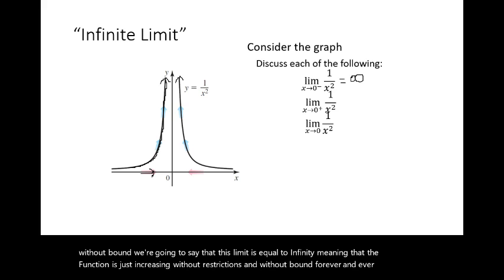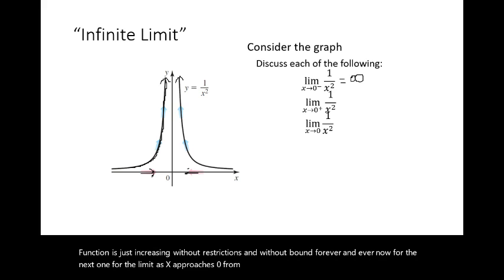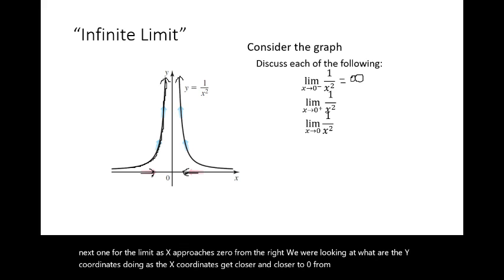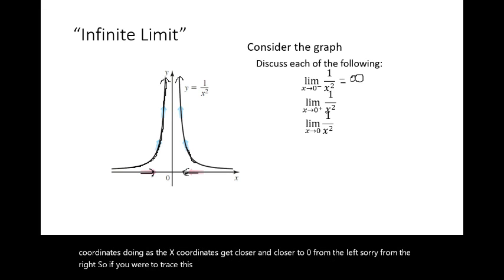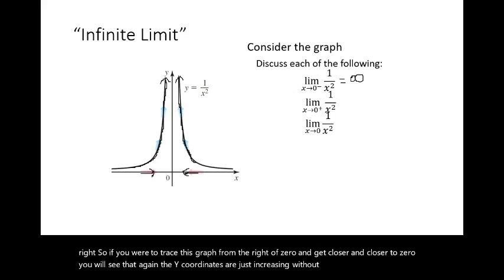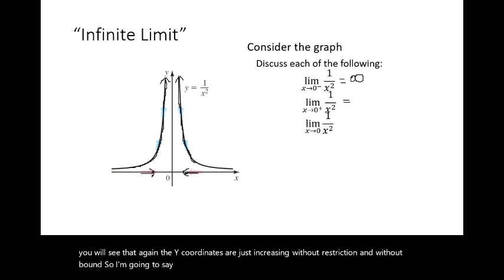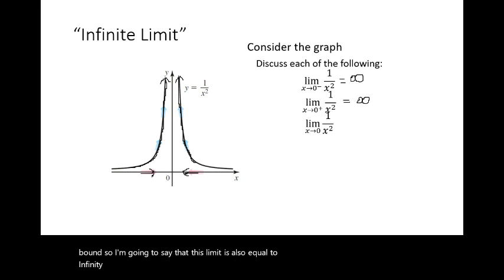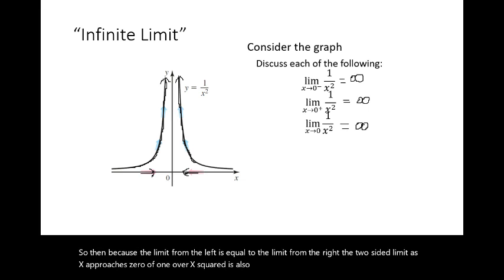Now for the next one, for the limit as x approaches 0 from the right, we are looking at what the y-coordinates are doing as the x-coordinates get closer and closer to 0 from the right. If you were to trace this graph from the right of 0 and get closer and closer to 0, you will see that again, the y-coordinates are just increasing without restriction and without bound. So I'm going to say that this limit is also equal to infinity. Then, because the limit from the left is equal to the limit from the right, the two-sided limit as x approaches 0 of 1 over x squared is also equal to positive infinity.